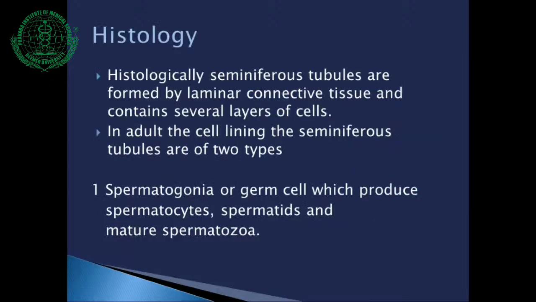Before going to the tumors of the testes, we will first see the histological structure of the testes. Normally, it consists of the seminiferous tubules, and these seminiferous tubules are lined by two types of cells. The one is spermatogonia. Spermatogonia is a germ cell, and this layer also consists of the various types of primary spermatocytes and secondary spermatocytes, along with the spermatids and the spermatozoa.